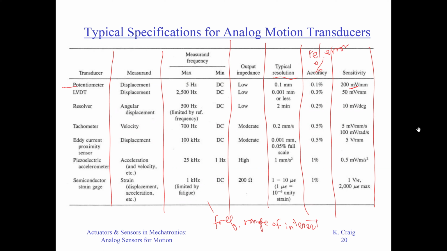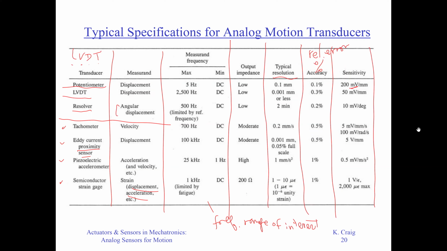So we are going to cover potentiometer, LVDT, you are going to learn this one later. Linear variable differential transducer, okay. LVDT. So these are all for displacement, but for linear or angular, can be angular. But this resolver is only for angular. Then you have tachometer to do velocity, eddy current for proximity sensor is also displacement, piezo and semiconductor strain gauge. All these are for the strain, okay? And the strain can be related to the acceleration, and corresponding to the displacement as well.